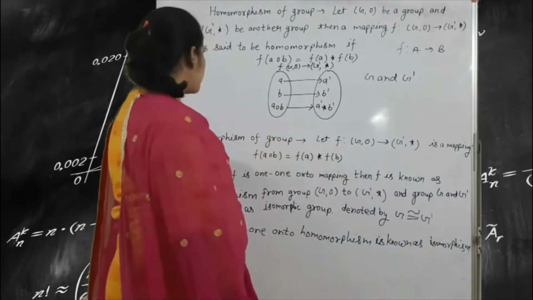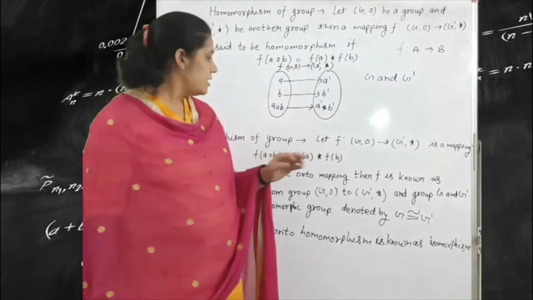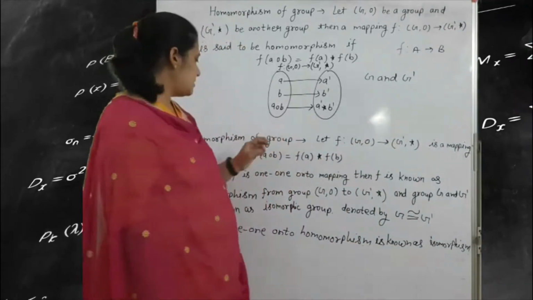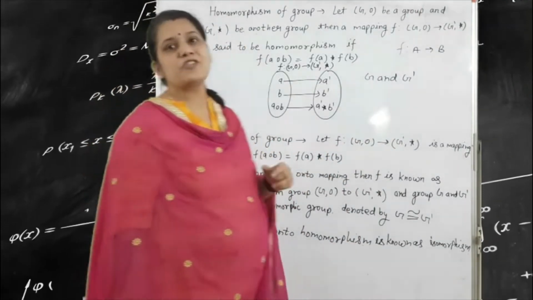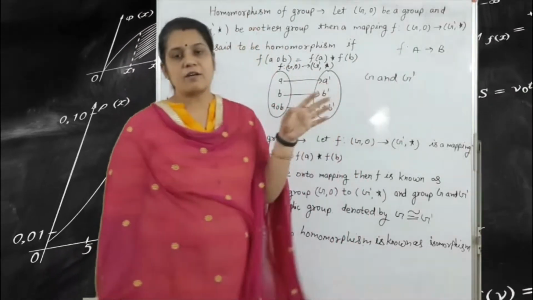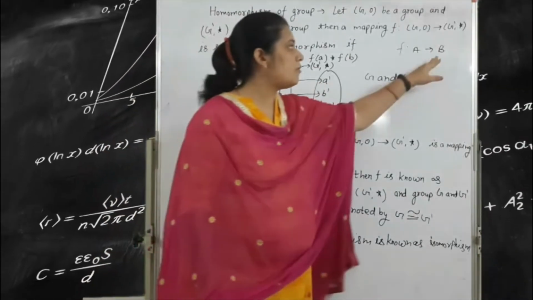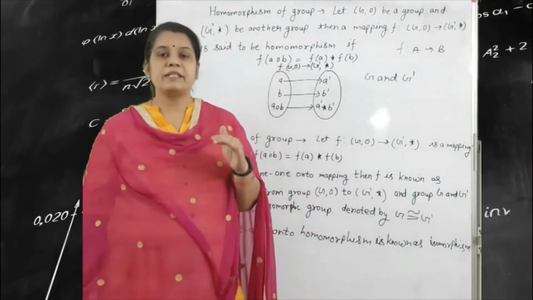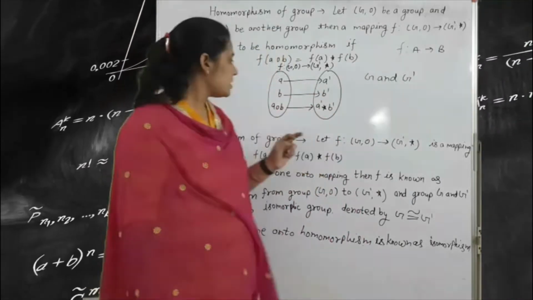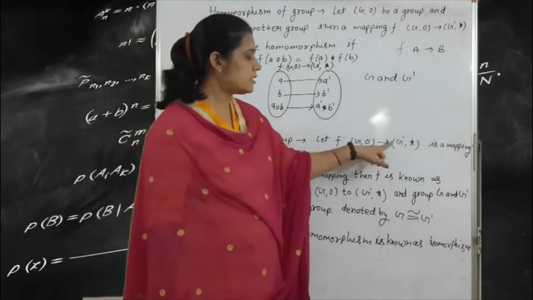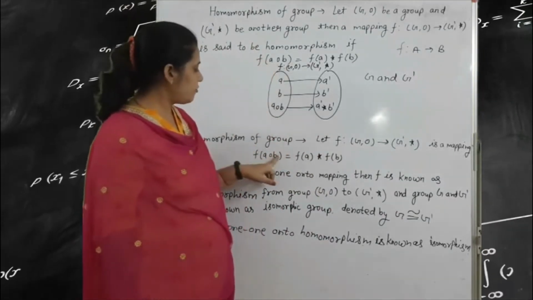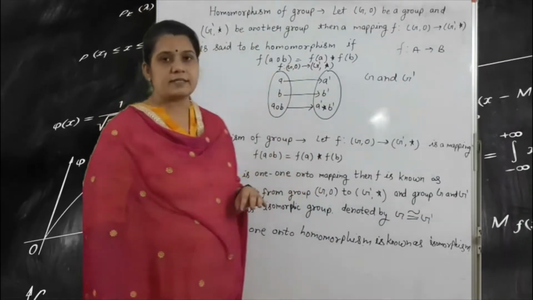Next one is the isomorphism of group. Let F such that G comma O to G dash star be a mapping. What is the definition of the mapping? The definition of the mapping is that all the elements of set A have an image in set B. That means every element in set A has an image. So here G,O with operator and G dash,star is a mapping, and F(A operator B) is equal to F(A) star F(B).